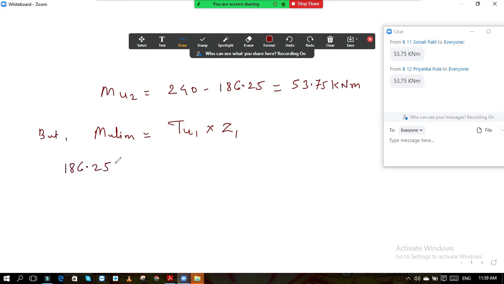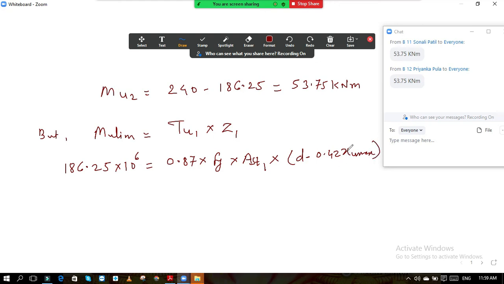It is 186.25 into 10 to the power 6, which is equal to TU1, that is 0.87 into Fy into AST1, into Z1. So Z1 is D minus 0.42 XU max. Now why are we taking XU max here?